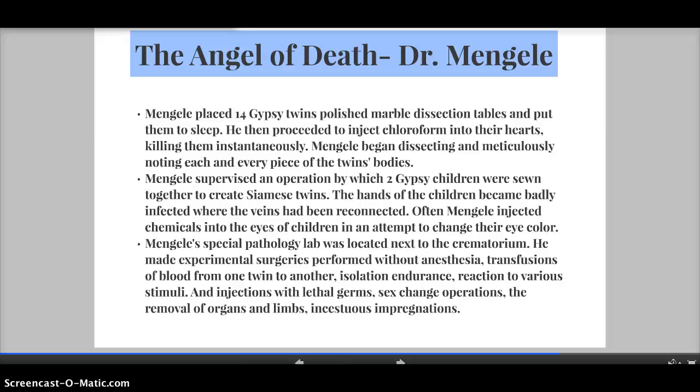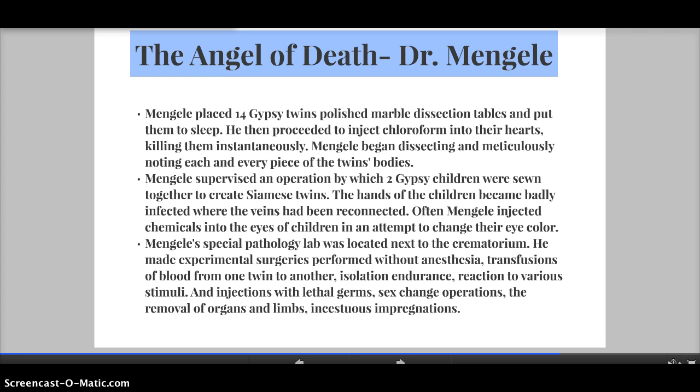He supervised an operation in which 2 gypsy children were sewn together to create Siamese twins, and their hands became badly infected. He also often injected chemicals into the eyes of children in an attempt to change their eye color. And Mengele's special pathology lab was located next to the crematorium.